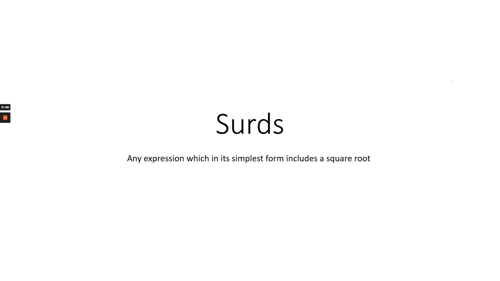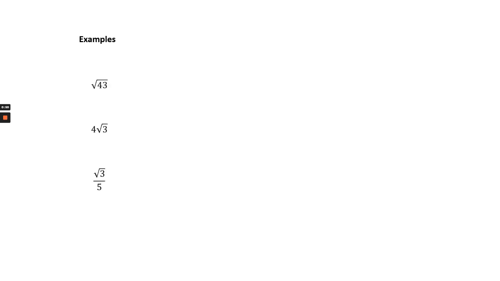Okay, I'm going to show you a few examples and a few non-examples to make this clearer. So these are a few examples. Got the square root of 43, 4 times by the square root of 3, and root 3 over 5. Today we'll look at ones that look a little like the first two, but we will deal with ones that look a little bit like the third one in a future lesson. So we won't be dealing with fractions today.